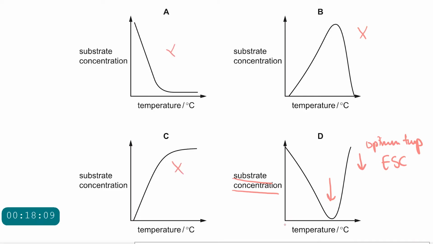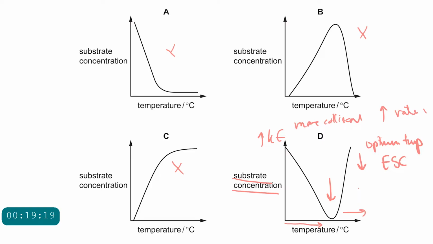As we start increasing the temperature, the kinetic energy of molecules increases. Therefore, there are more collisions between the enzyme and the substrate. Therefore, there's an increase in the rate of reaction. And as the temperature continues to increase, the active site starts to vibrate rapidly and bonds start to break. The first bonds to break at higher temperatures are definitely hydrogen bonds because they are the weakest bonds.